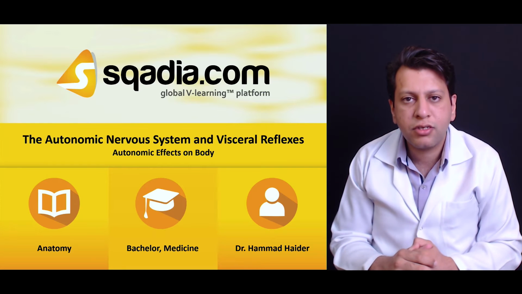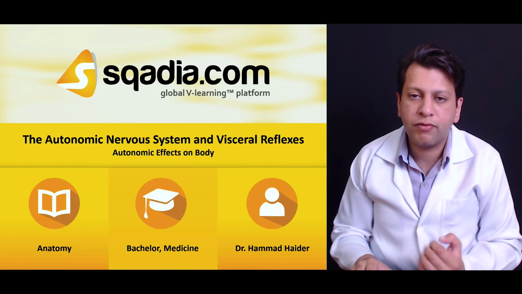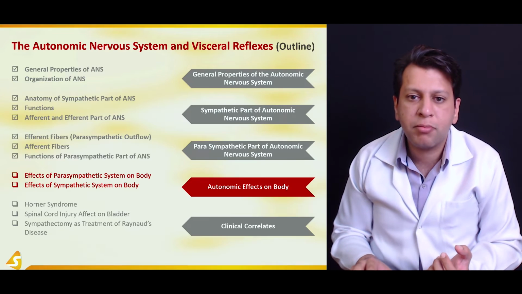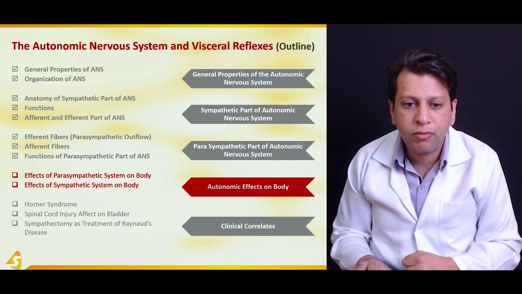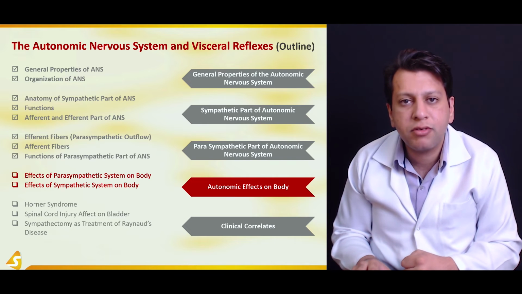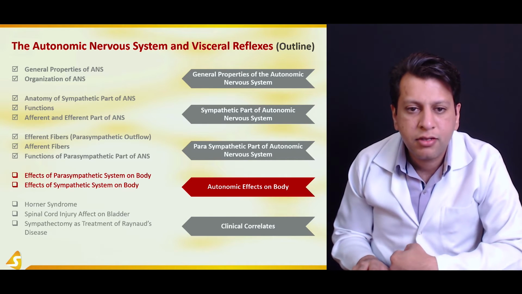We are on the fourth section of our topic, that is the autonomic effects on body. There are two basic components of the autonomic nervous system, the sympathetic and the parasympathetic. In this section, we will be discussing what are the effects of parasympathetic nervous system on our body and what are the effects of sympathetic nervous system on our body.